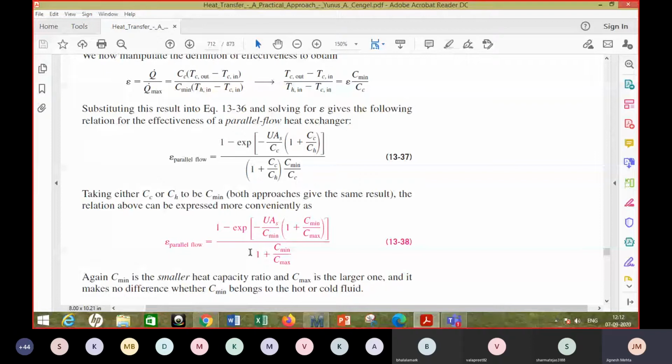And with the help of effectiveness, if you are able to find out the maximum heat transfer rate, then you can find out the actual heat transfer rate also, right? Which will be demonstrated with the help of an example later on.